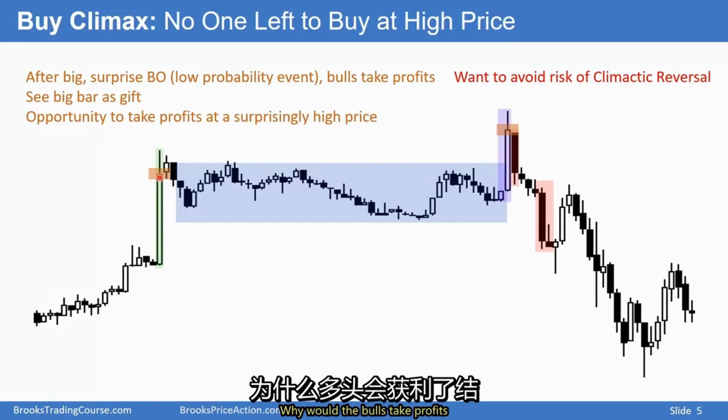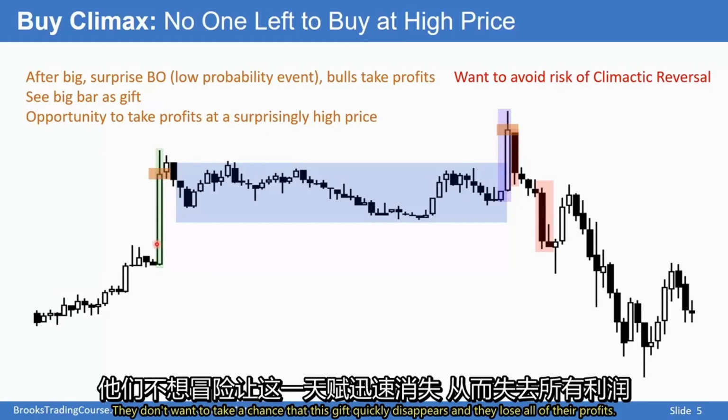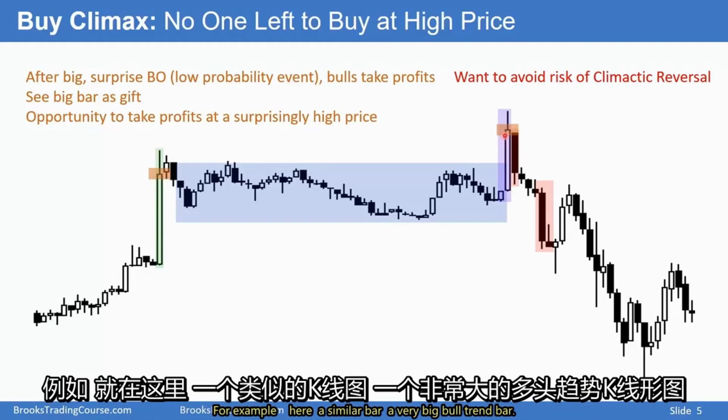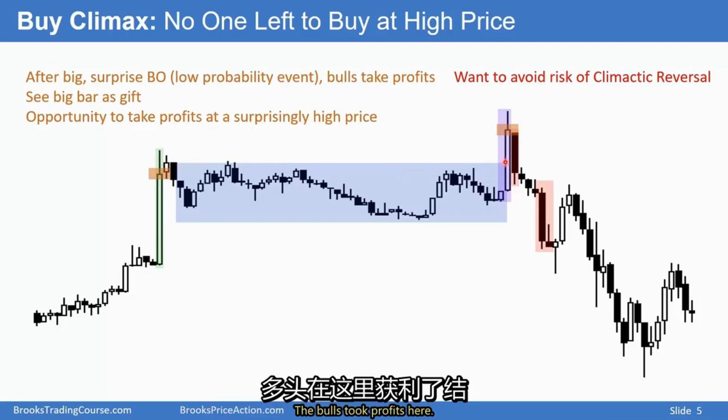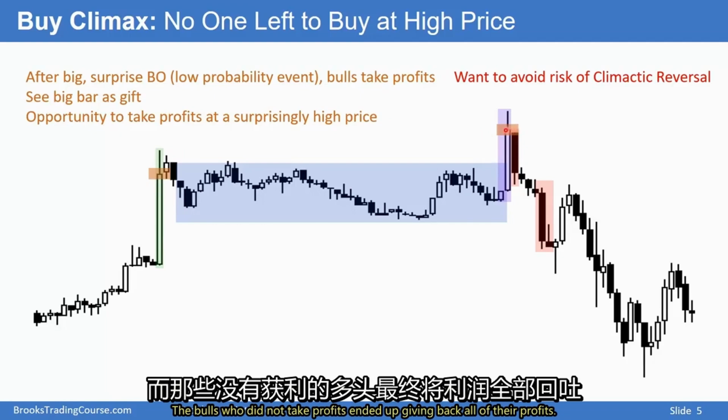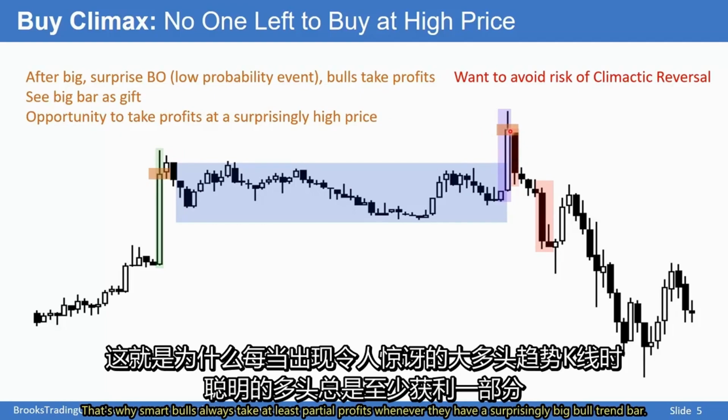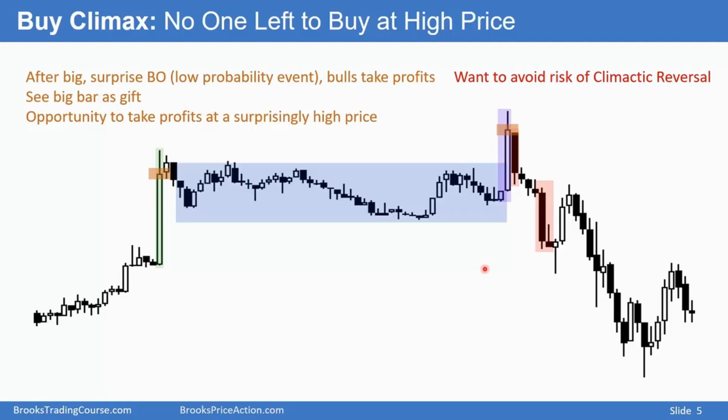Why would the bulls take profits? They don't want to take a chance that this gift quickly disappears and they lose all of their profits. For example, right here, a similar bar, a very big bull trend bar. The bulls took profits. Here, the bulls who did not take profits ended up giving back all of their profits. That's why smart bulls always take at least partial profits whenever they have a surprisingly big bull trend bar.